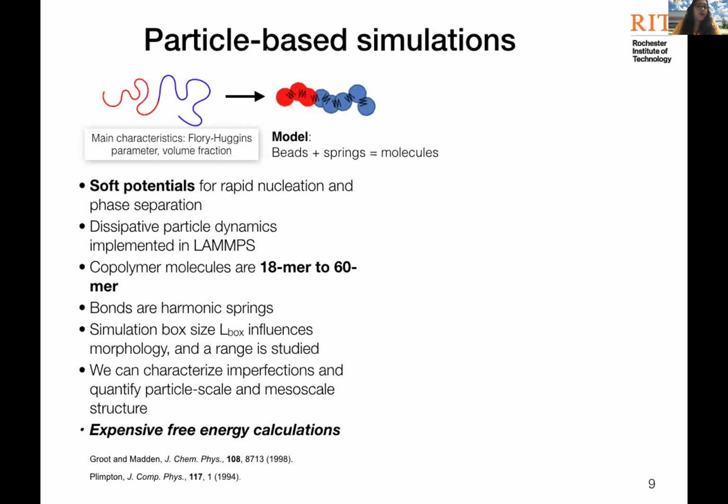We have harmonic springs. One issue I will highlight with particle-based simulations is that the simulation box size really influences the morphology. To overcome the situation, I studied a range of different box sizes, and we try to identify the location of the phase diagram with the highest propensity for forming these gyroid morphologies. And we can also perform free energy calculations. They're a little more expensive and not always performed, but I have performed these in the past in a couple of scenarios.